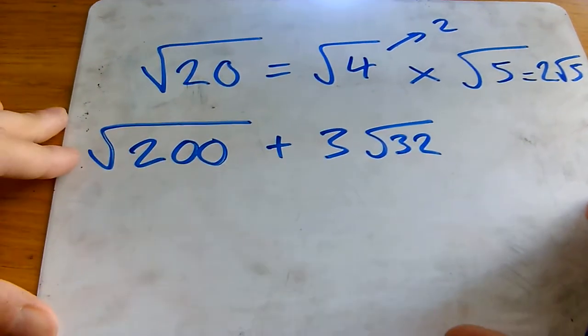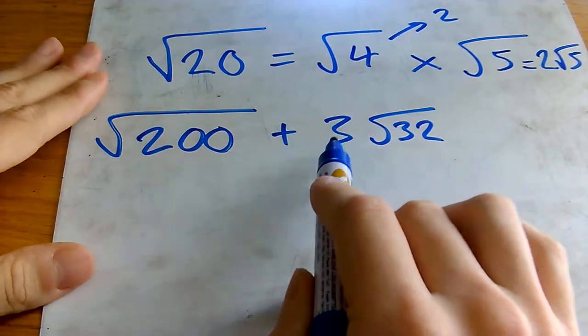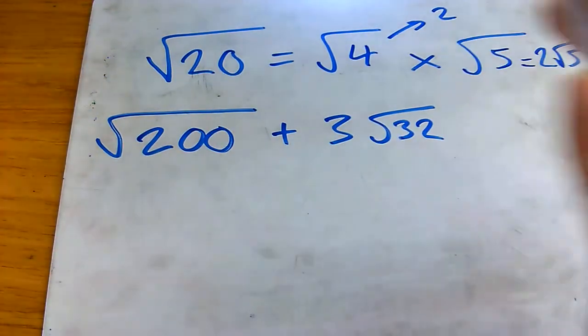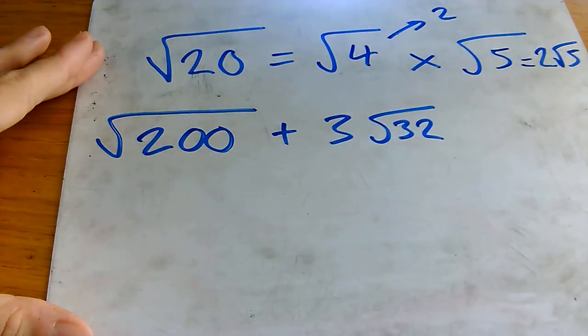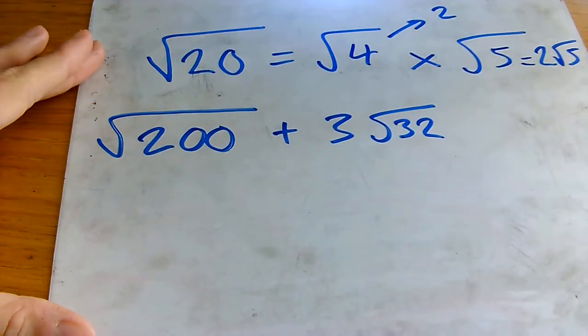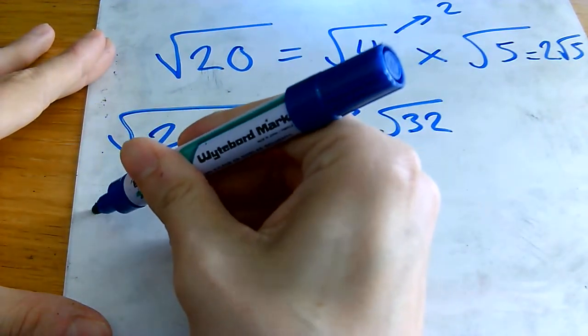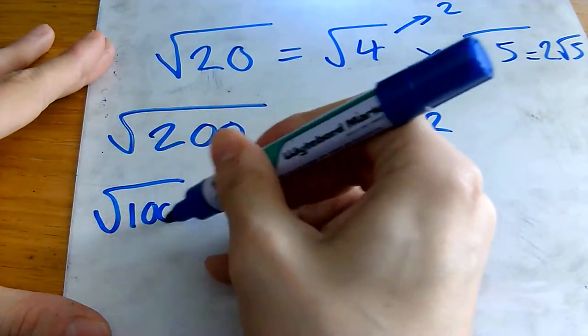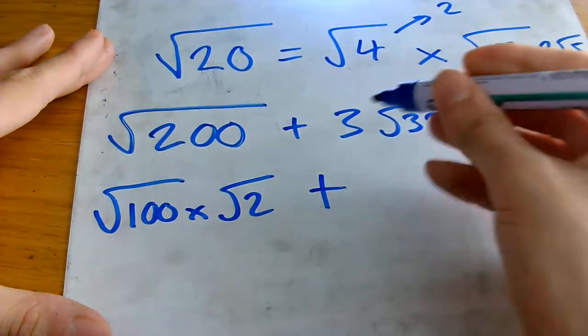So you see a more complicated example of the same technique with this. We're trying to add root 200 to 3 lots of root 32. Now you can't do that because you can't just add surds, but you can break them both down until you get the same surd, and then you can add them. So root 200, again I'm looking for square numbers, so I'm going to spot straight away that I could go for a root 100 times root 2.